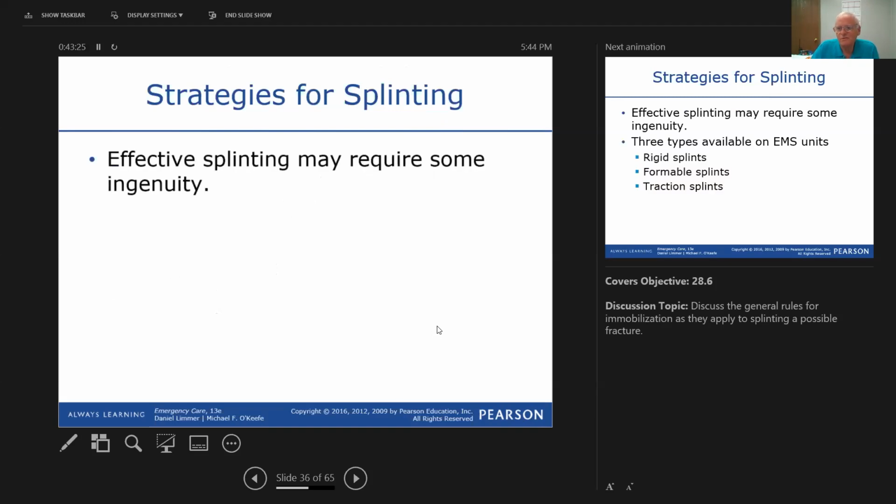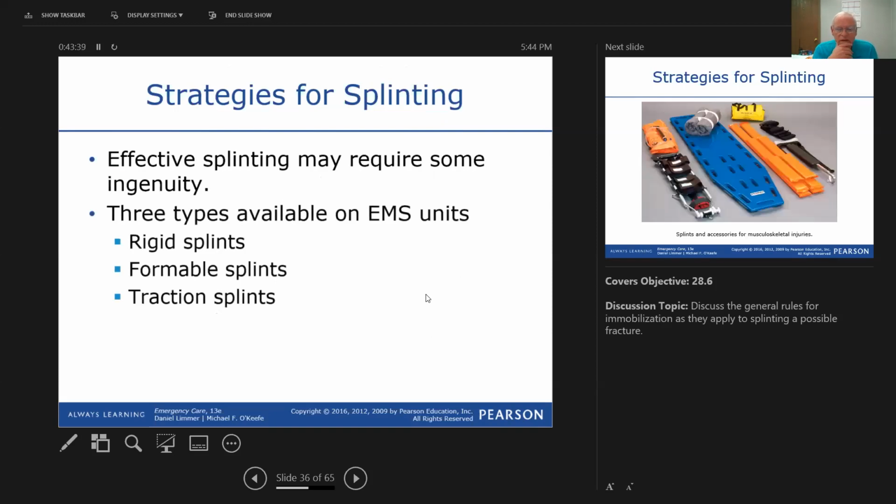You might need to have some ingenuity. Sometimes you're going to have something that's in a funky position and you can't straighten it, and you've got to figure out, how am I going to splint this thing? And that's part of being resourceful, okay, as an EMT. The different types of splints, categories, if you will. We have rigid splints, which are like board splints. We have formable splints, which could be like a vacuum splint, a moldable splint we call SAM splints, where it's aluminum covered by soft material that you can mold and put in different angles. And then we have traction splints, which are used only for femur fractures.